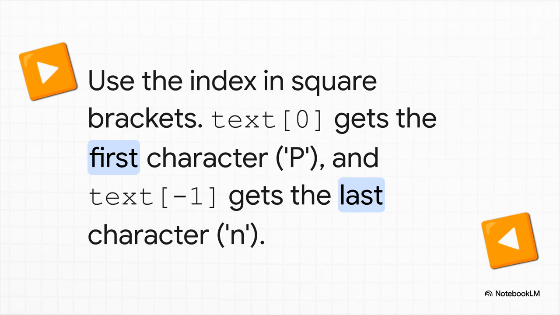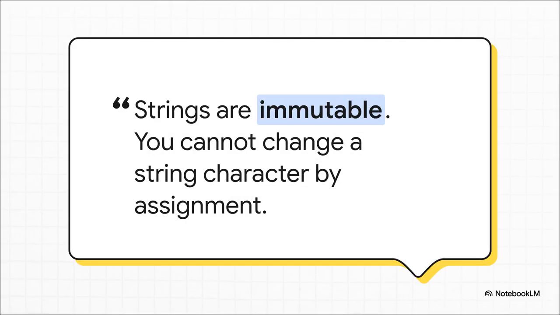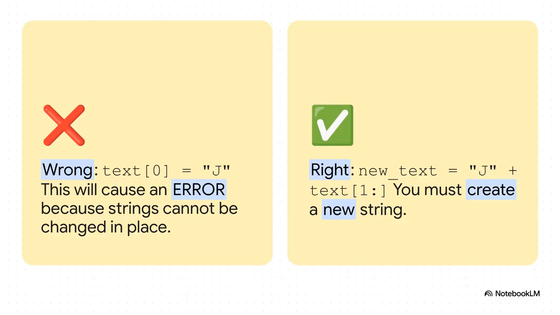So useful. Now this brings us to a really crucial rule about strings in Python. They are immutable. It's a bit of a technical term, but all it means is that once a string is created, you can't change it. You can't just go in and swap out a letter. If you want to make a change, you actually have to create a whole new string. Let me show you what I mean. If you take the word Python and try to just change the first letter to a J like this, you're going to get an error. Python just won't let you do it.